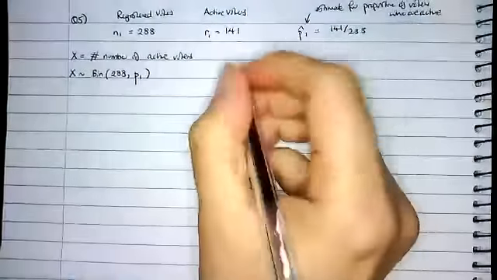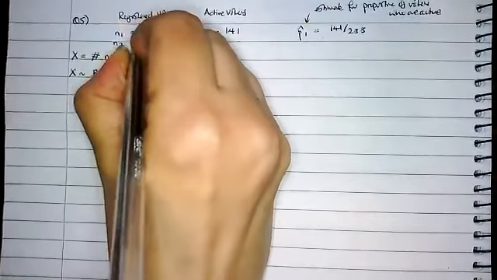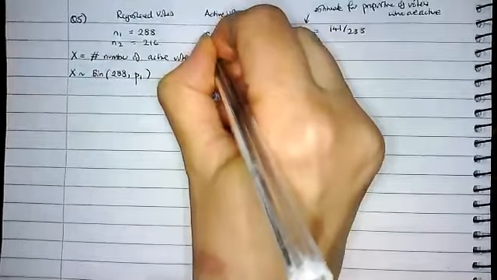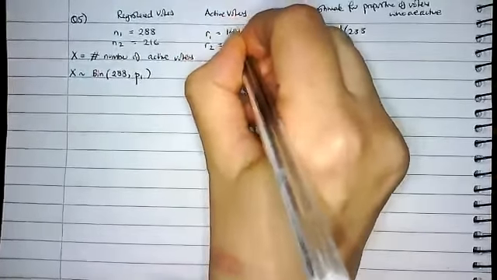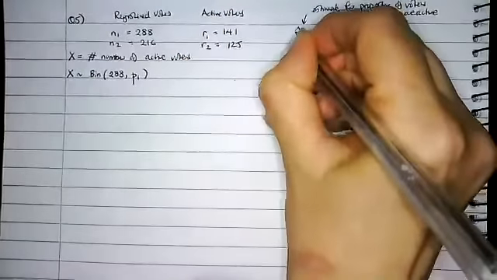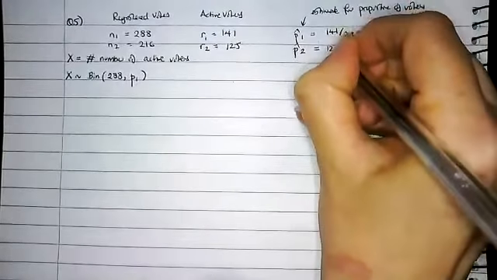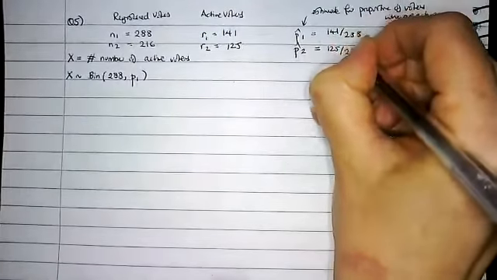The same is going to apply for the second area as well. So in the second area, I've got 216 people who answered my survey. Of those people, 125 actually went out to vote. So the best guess I've got of the proportion of active voters is 125 divided by 216.